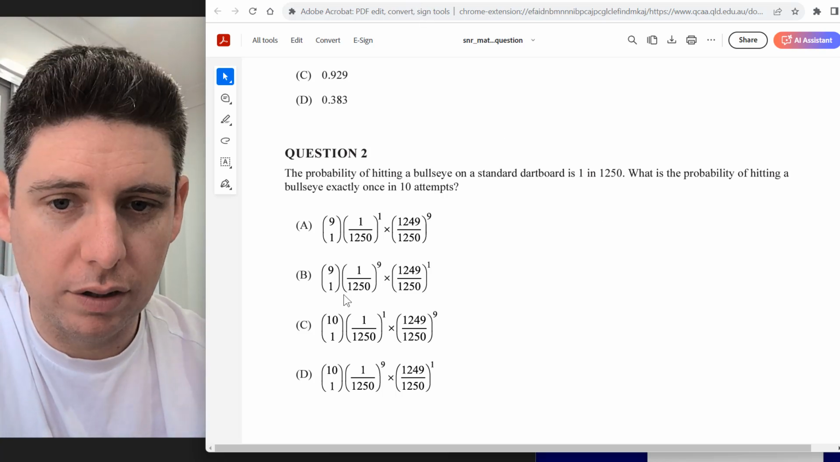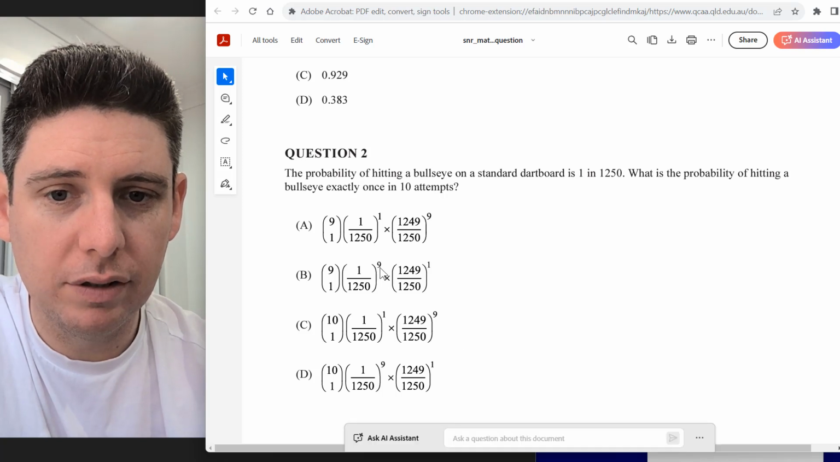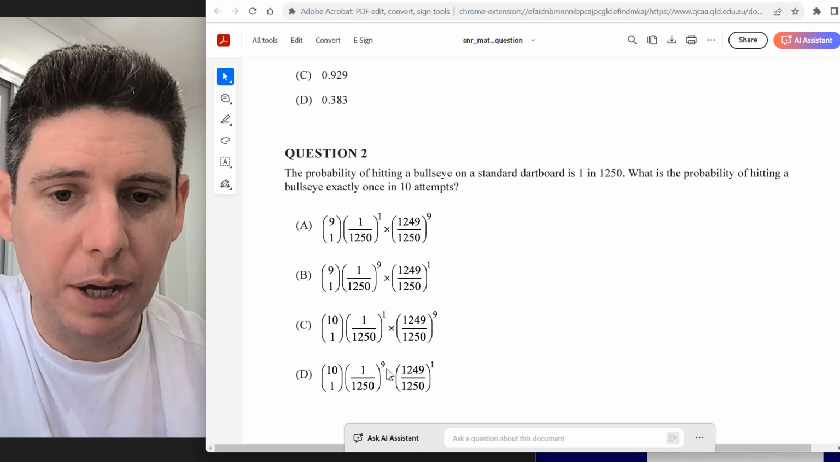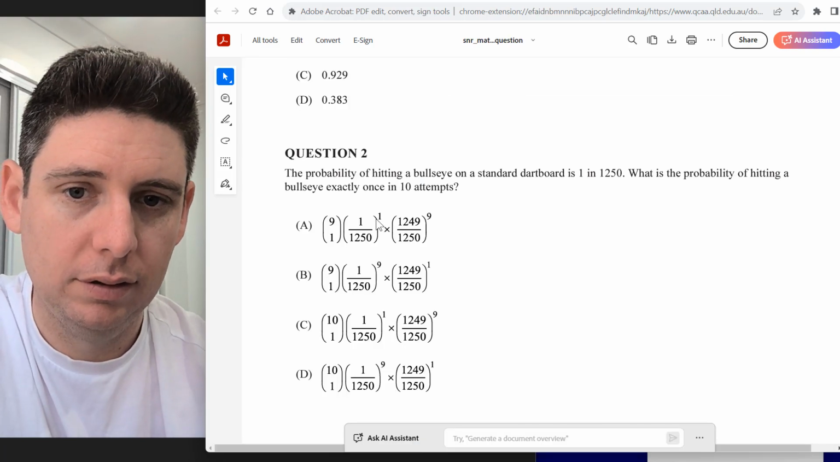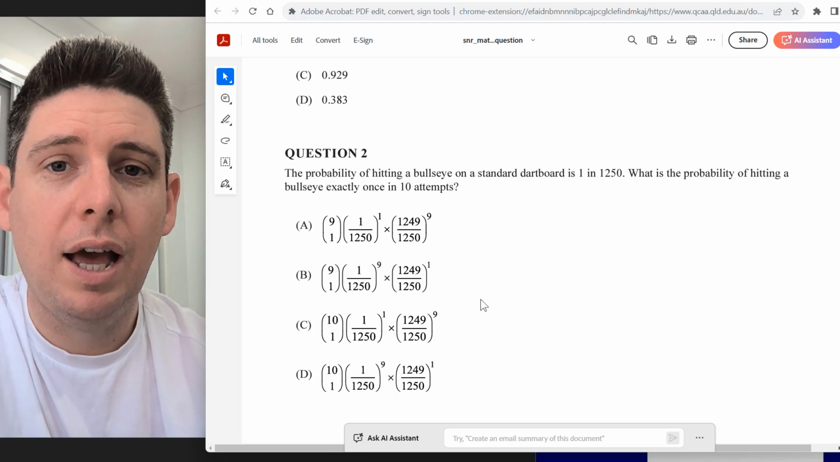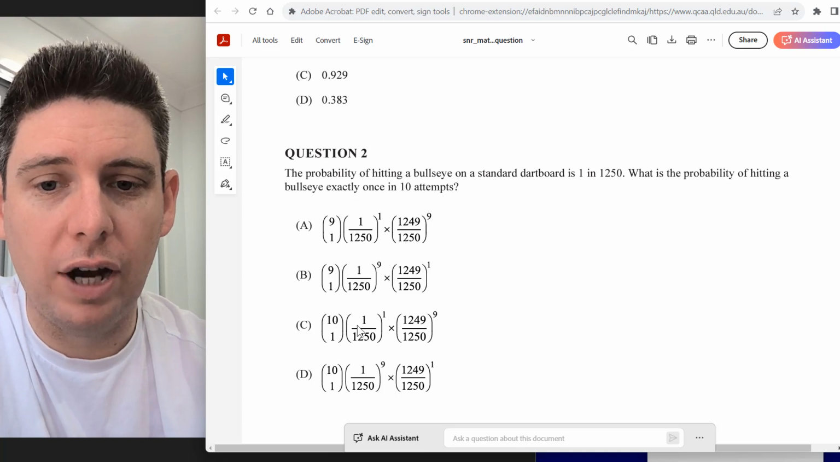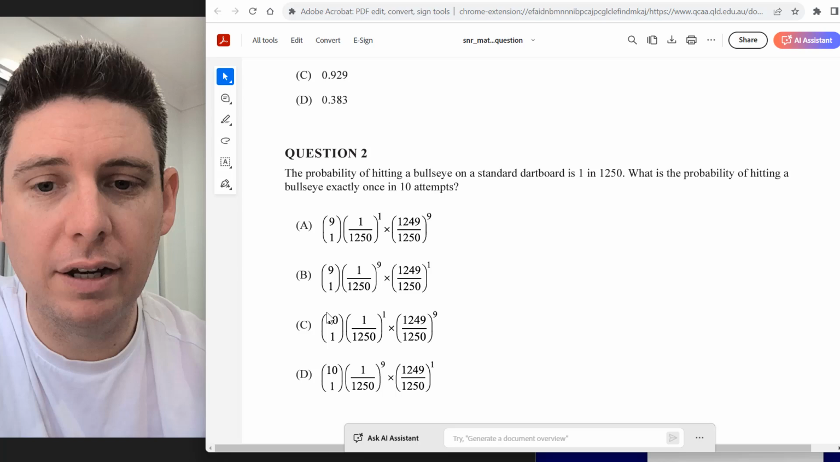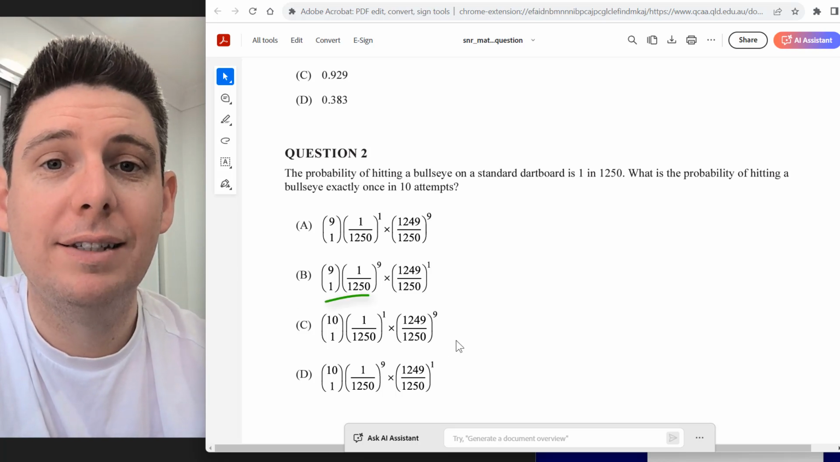So we've got basically, it can't be B or D because they've got 9 as the power, but R is actually 1. So the only difference between A and C is this start bit here. And so it has to be C because there's 10 trials. So the answer is 2C.